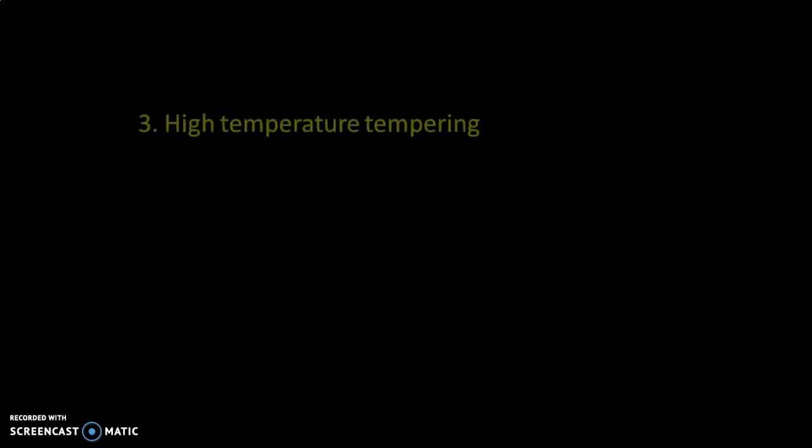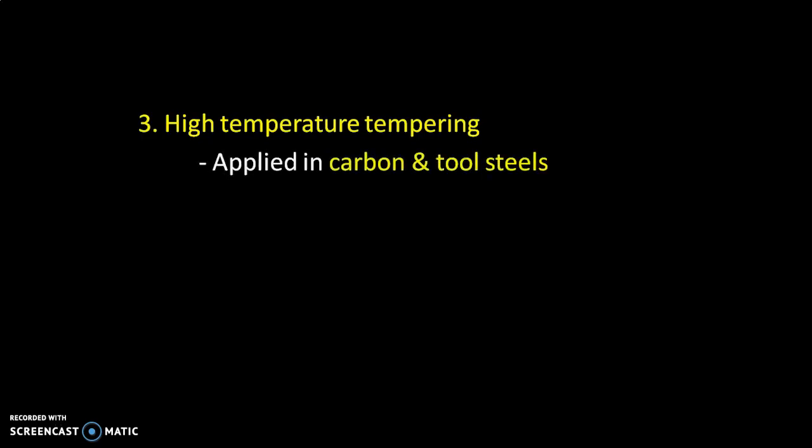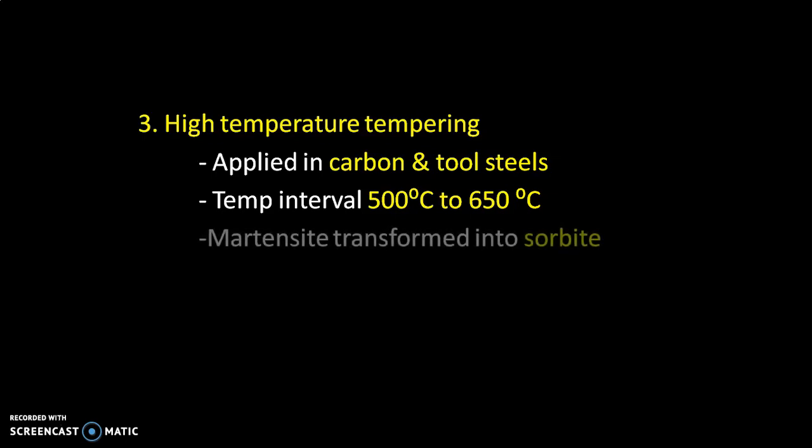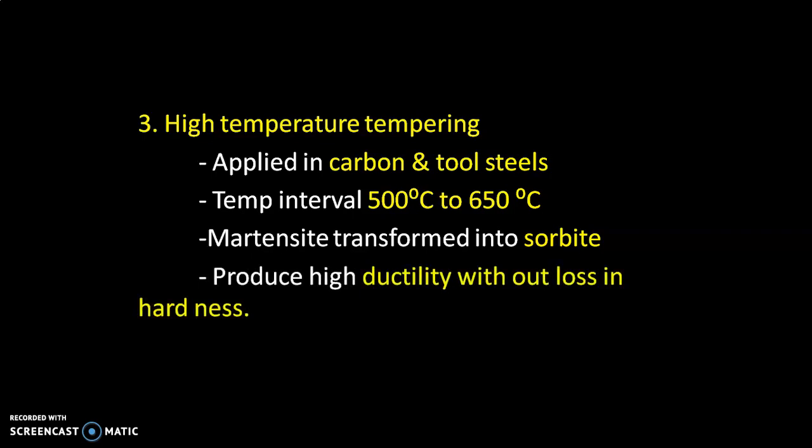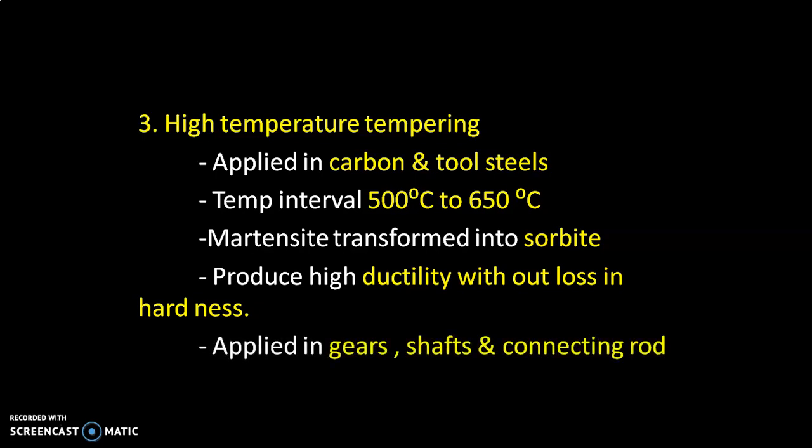The last one is high temperature tempering. It is applied in carbon and tool steels. The temperature interval is between 500 degrees Celsius and 650 degrees Celsius. Martensite is transformed into sorbite structure. It produces high ductility without loss in hardness. It is applied in gears, shafts and connecting rods.